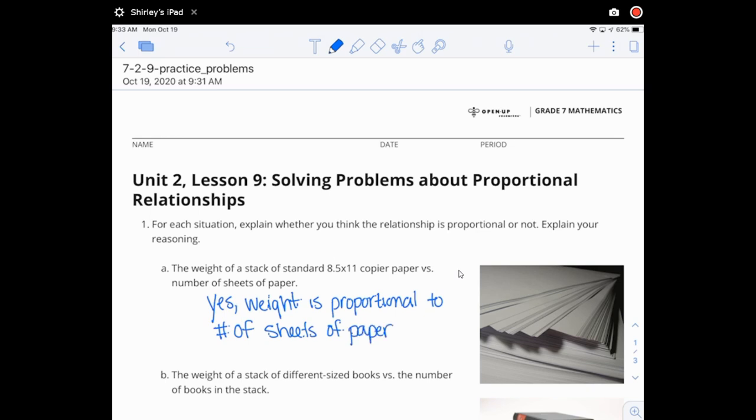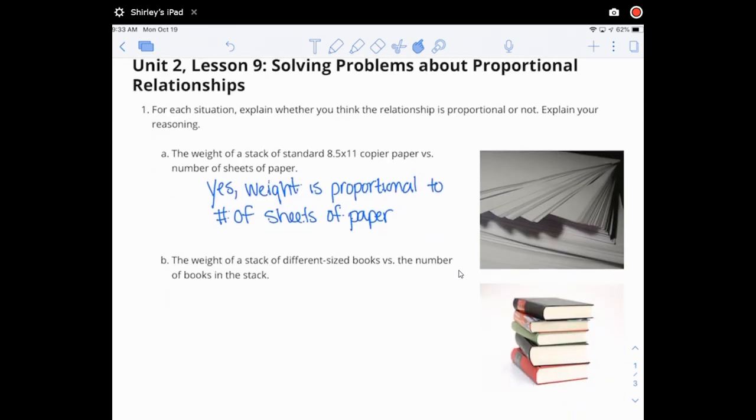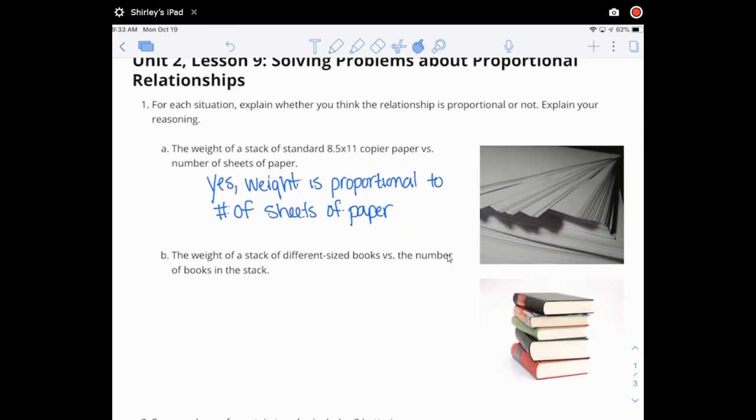Okay. Part B, the weight of a stack of different sized books versus the number of books in the stack. So this is a little bit different because I'm doing the same thing where I'm stacking books, but they're different sized books. So that means they're going to weigh something different. So when I keep adding them, I'm not adding the same amount of weight each time, right? If you think about the paper, you keep adding the same weight every time you add a sheet of paper because it's all the same size. If I have different sized books, I might add one that's a lot lighter than the first one that's a lot heavier. So that difference is going to make something that is not proportional.